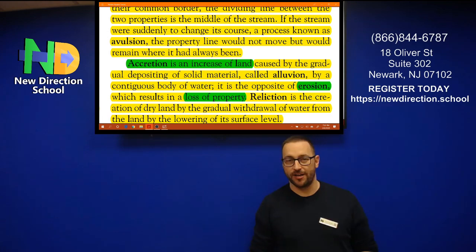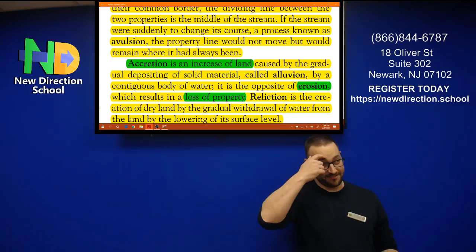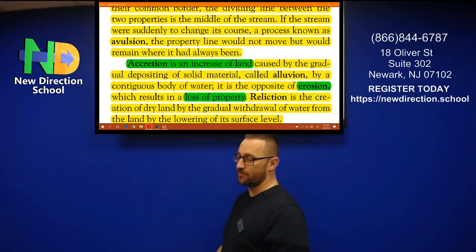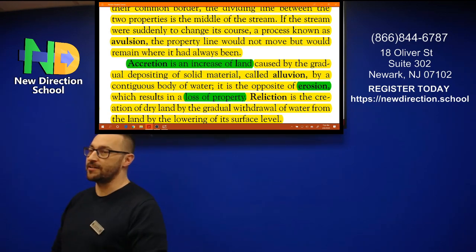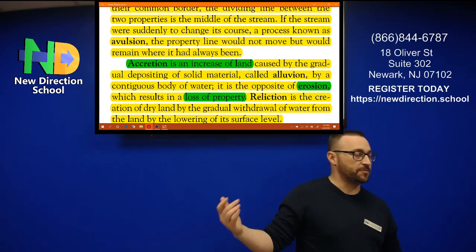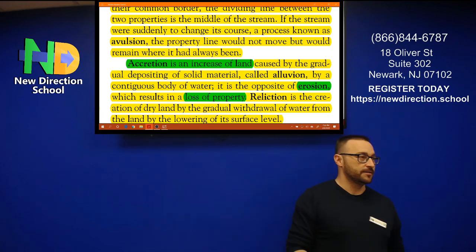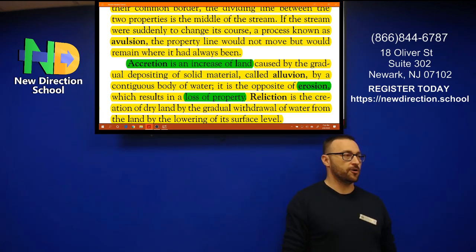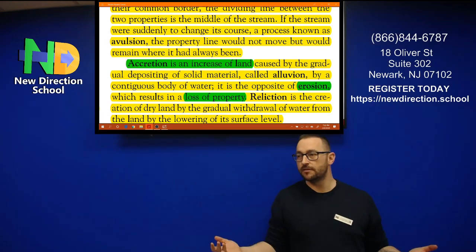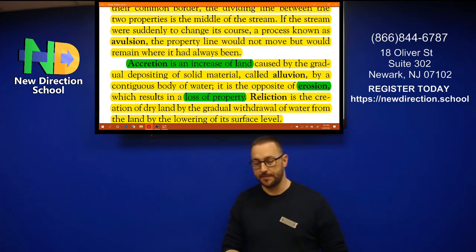Reliction is the creation of dry land by gradual withdrawal of water from the land by lowering the surface level. So we have the Meadowlands, for instance. They're building a bunch of stuff, but before that there was just water. And they're gradually taking water out, depositing more material or dirt to be able to dry it and build on top. They're creating land. How are they creating land? The land was already there, most of it. But they're taking water out. Okay? Reliction.